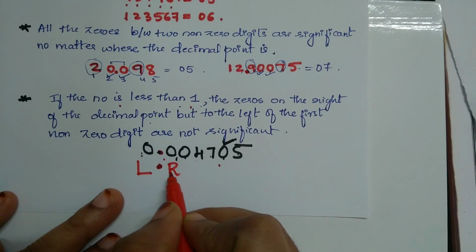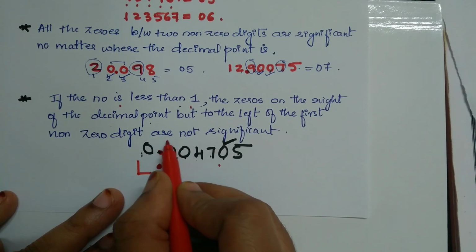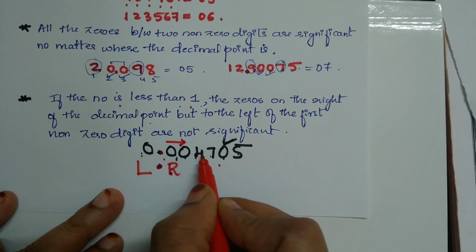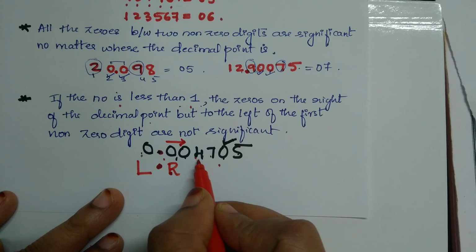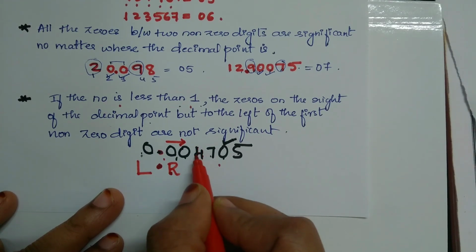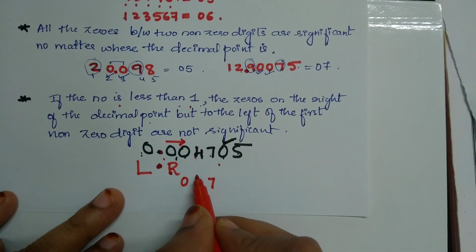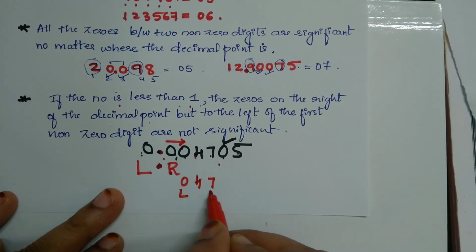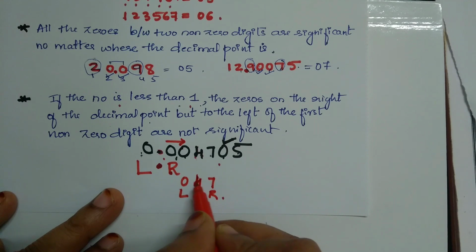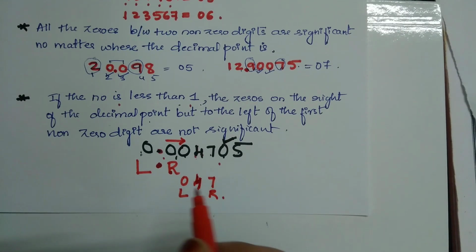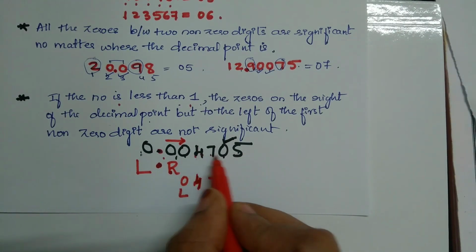So to the right of the decimal point, that is to the right of the decimal point, but to the left of the first non-zero digits. For this 4, this 0 and this 7, right? For this 4, this is its left, this is its right. And this is first non-zero digit, that is 4 is first non-zero digits out of this 4705.